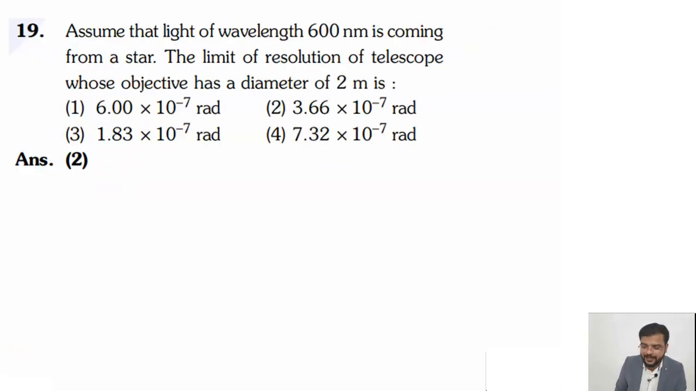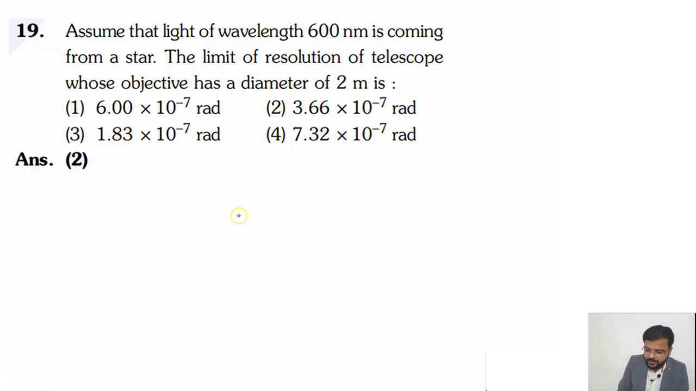Okay, assume that light of wavelength 600 nanometer is coming from a star. The limit of resolution of a telescope whose objective has a diameter of 2 meter is. Here the diameter is given, correct? Objective has a diameter of 2 meter, and the wavelength is also given, 600 nanometer. This question is only based on the formula.